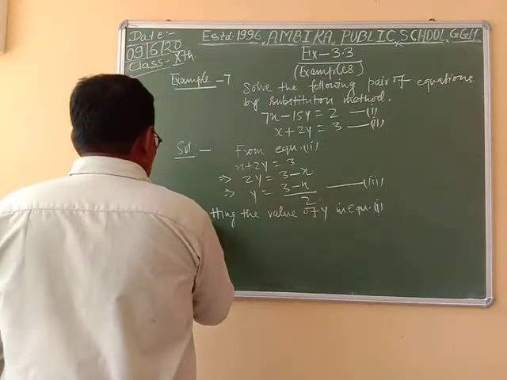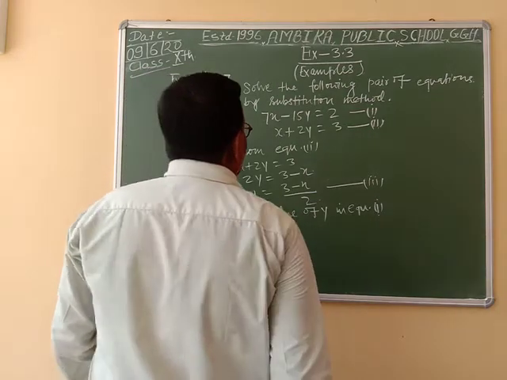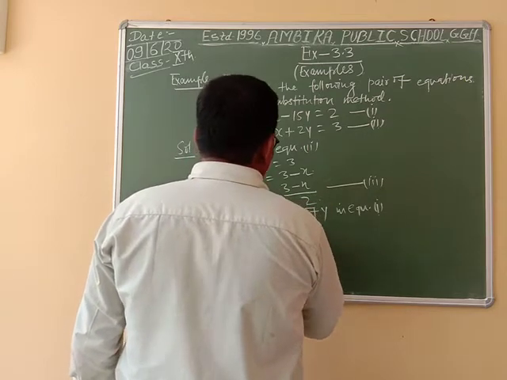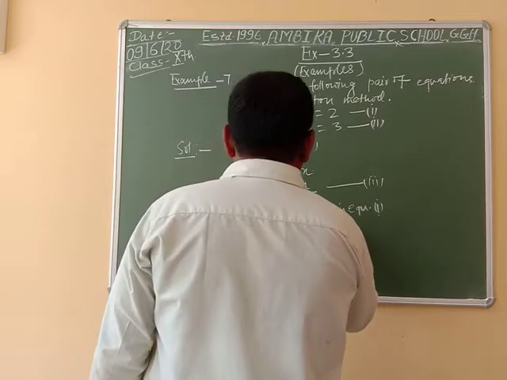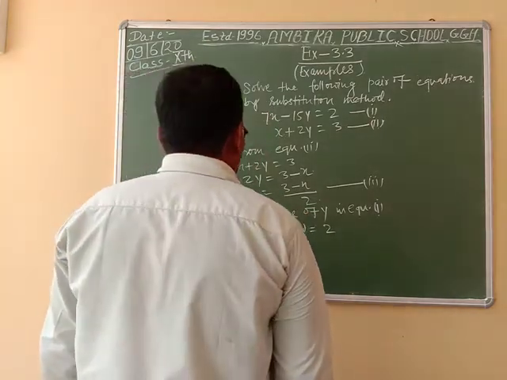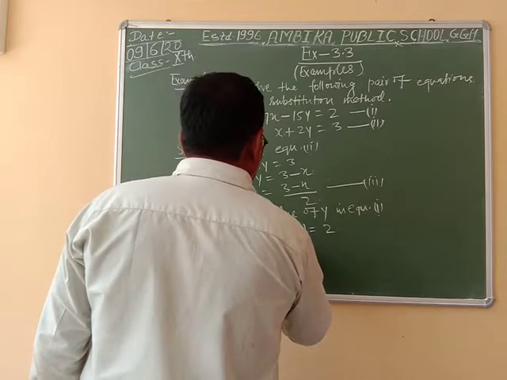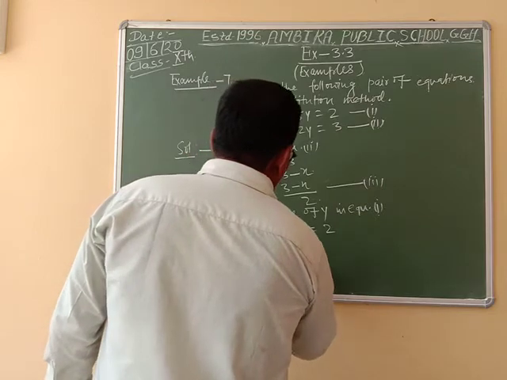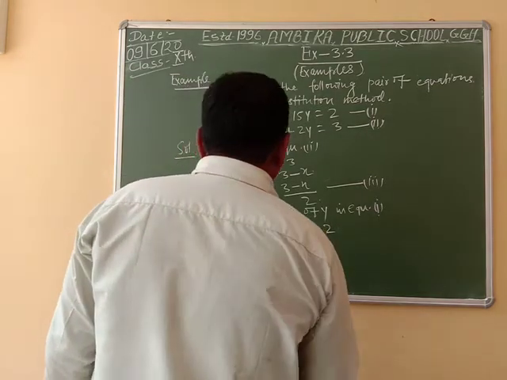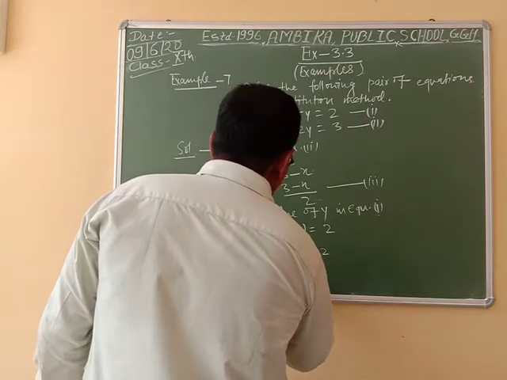we get 7x minus 15 into, in place of y, we write 3 minus x by 2, is equal to 2. अथवा 14x minus 15 into 3 minus x by 2 is equal to 2. 14x minus 15 into 3 is 45, plus 15x by 2 is equal to 2.